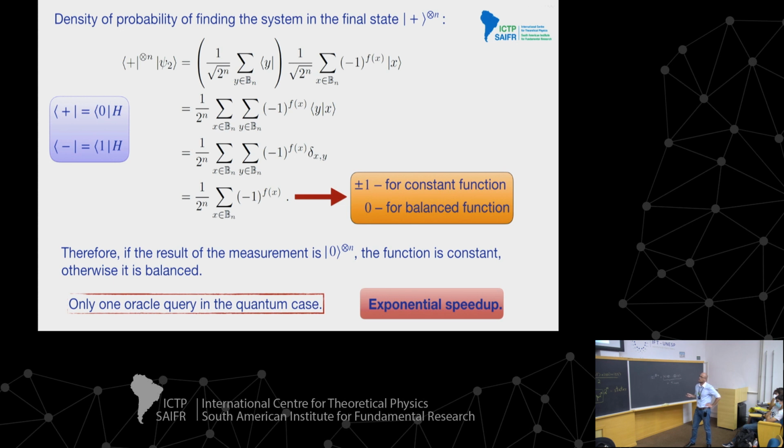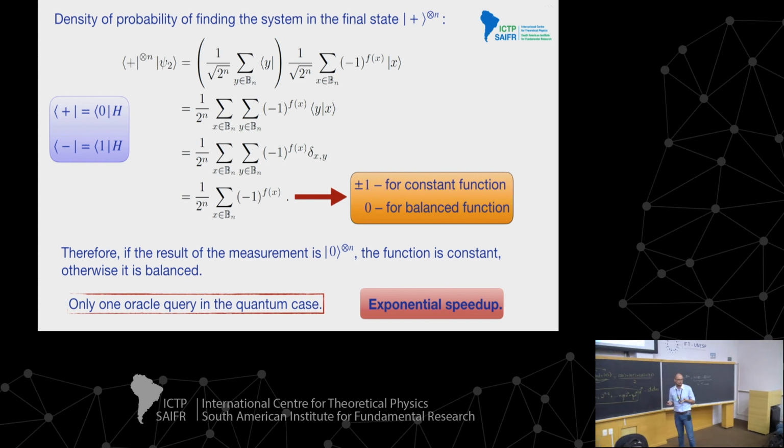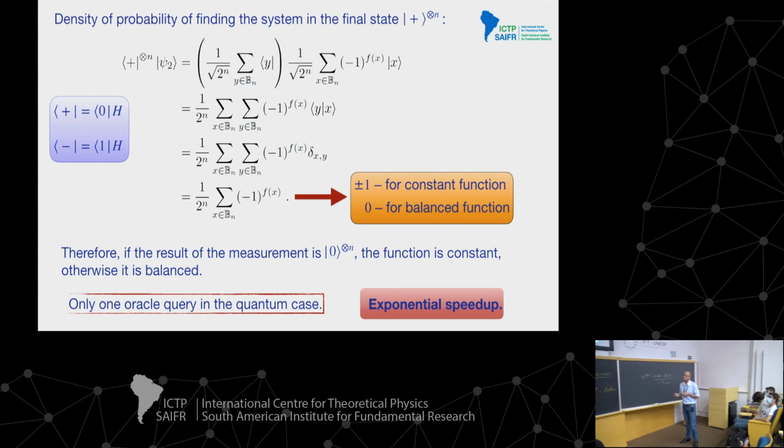Observe that what I am saying is, suppose that the function is constant. So I am performing the sum of -1 if f is equal to 1, so I am performing the sum of -1, 2 to the n times here. Or if f of x is equal to 0, I am performing the sum of 1, 2 to the n times. So the final result, if the function is constant, is plus or minus 1. What does this mean? Observe that the probability is conserved, right? If I measure this amplitude plus or minus 1, it means that the probability of finding the system is 1.